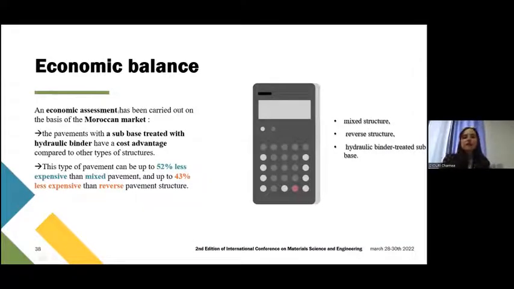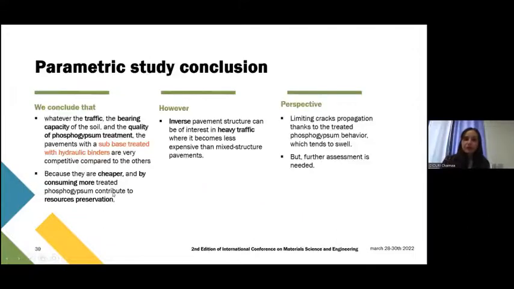An economic assessment has been carried out on the basis of the Moroccan market. Pavements with a subbase treated with hydraulic binder have a cost advantage compared to other types of structures. This type of pavement can be up to 52% less expensive than mixed pavement and up to 43% less expensive than inverse pavement structure. Conclusion for this parametric study.